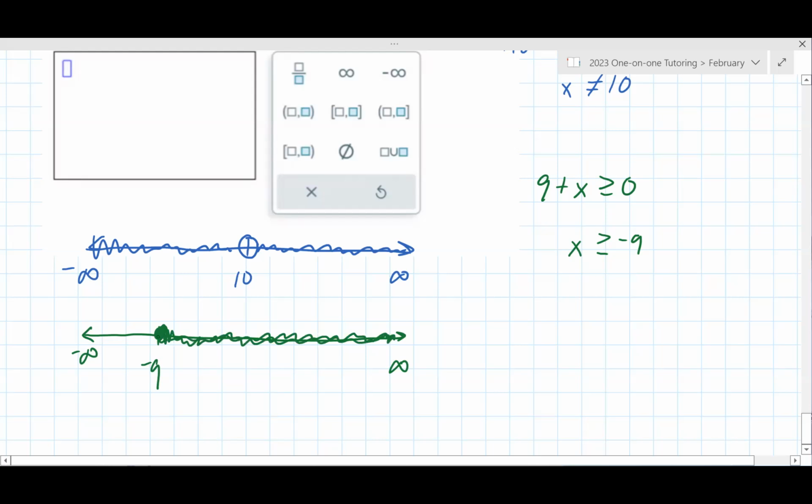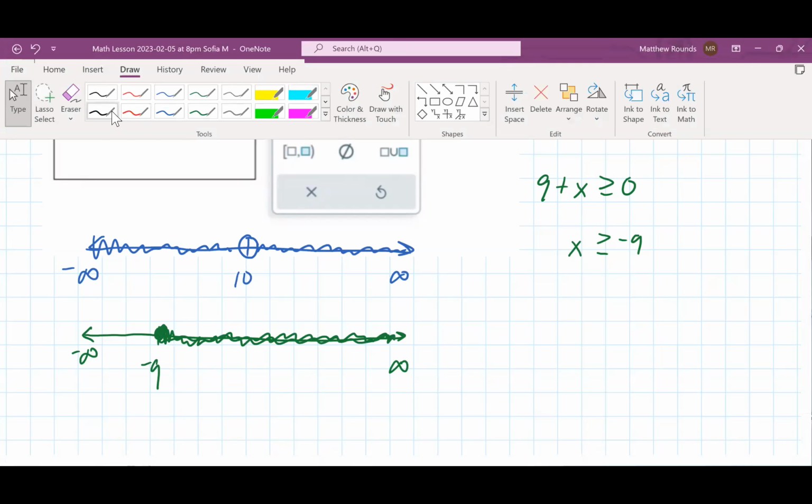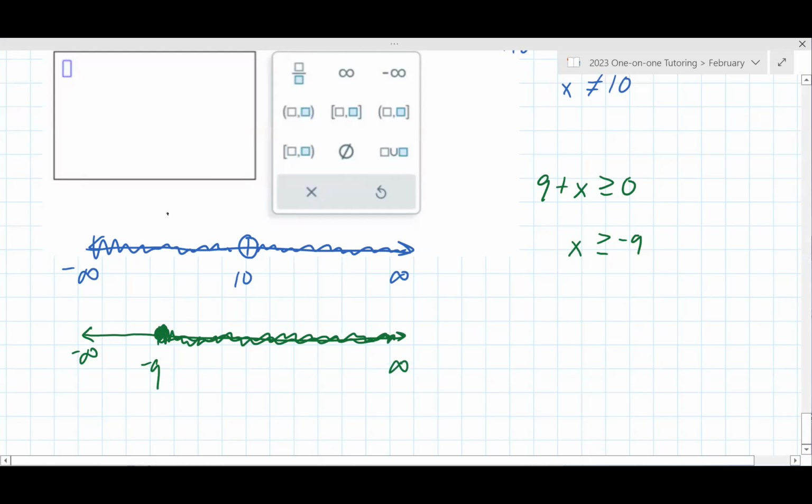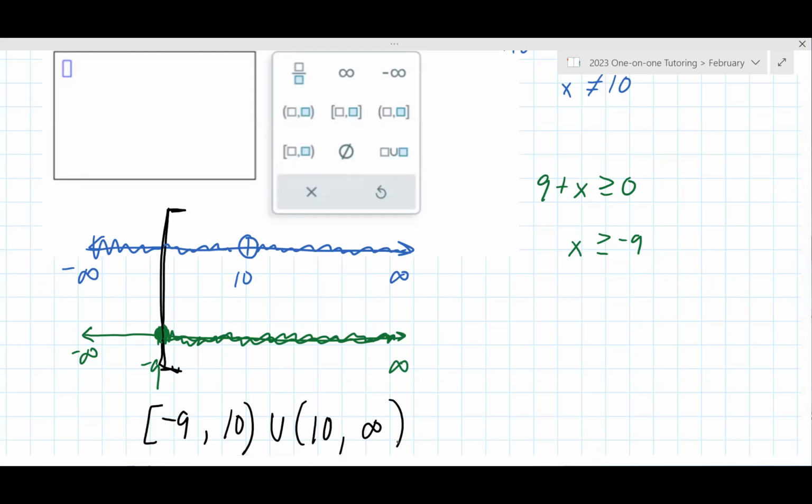Okay, so now this is the hard part: you have to get the place where they're both true. So basically kind of an overlap. They're both true starting at -9. So that's a bracket. But at 10, are they both true? No. So 10 is a stopping point. Union 10, and you keep going to the right. They have to both be true.